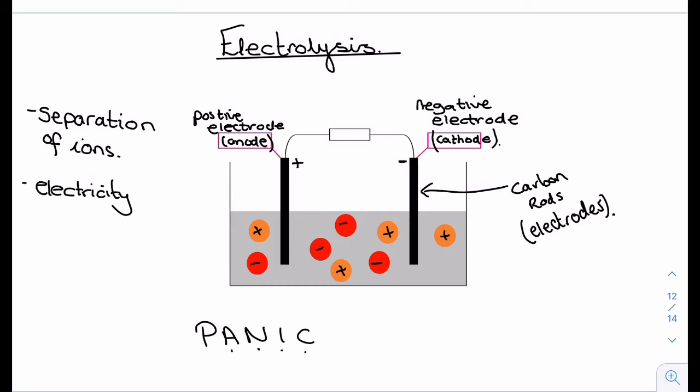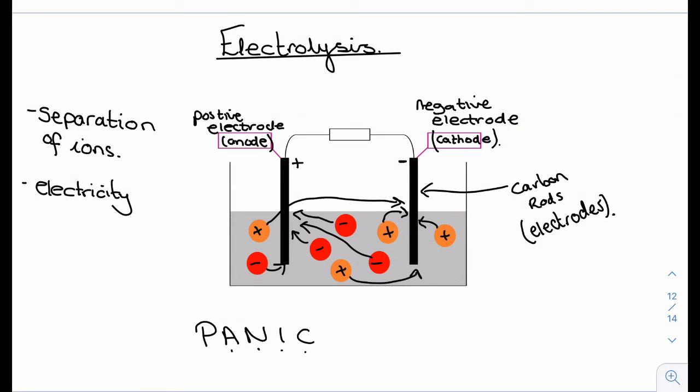So we turn the electricity on, we pop the battery in, and it causes a flow of electricity through the circuit. So we've got the two electrodes, we've got the solution with the positive and negative ions. And what happens is those positive ions are attracted to the negative electrode, and these negative ions are attracted to the positive. So opposites attract.